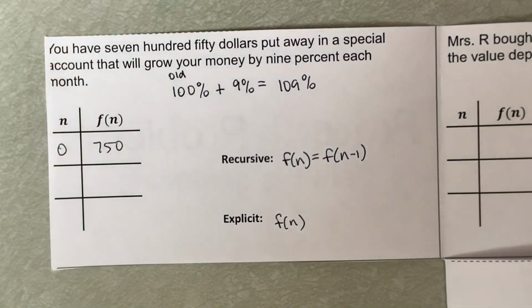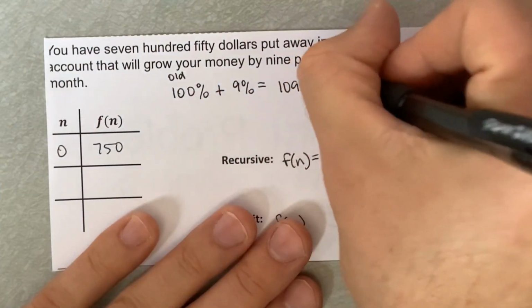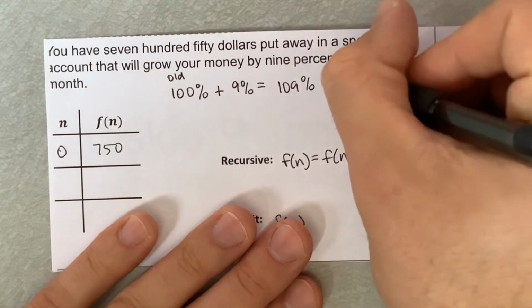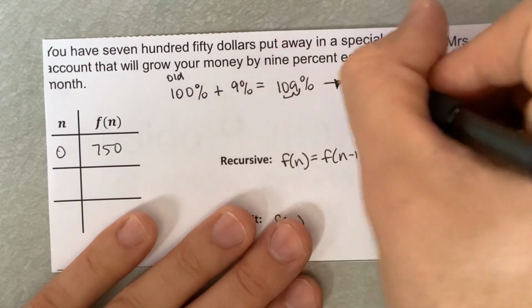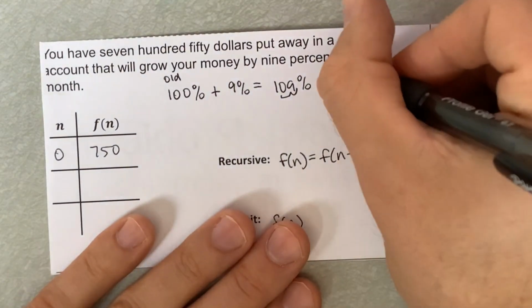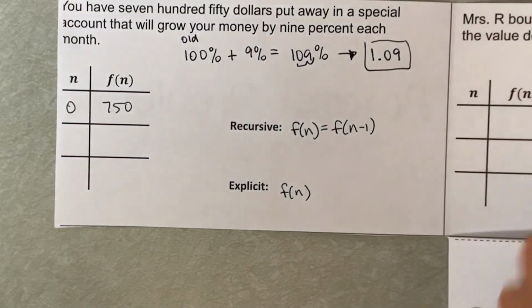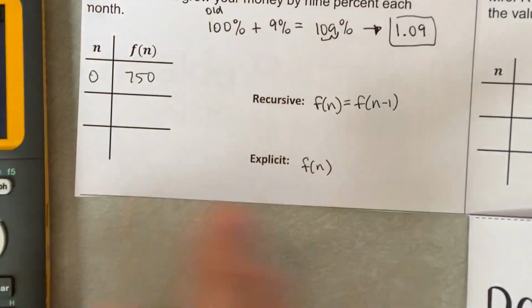And then again, whenever you work with the problem, you have to actually change it to a decimal. So 109%, move that decimal twice to the left. That's gonna be 1.09. That is our special decimal we're gonna be using for this problem. And when I say for this problem, we're gonna build our table now.